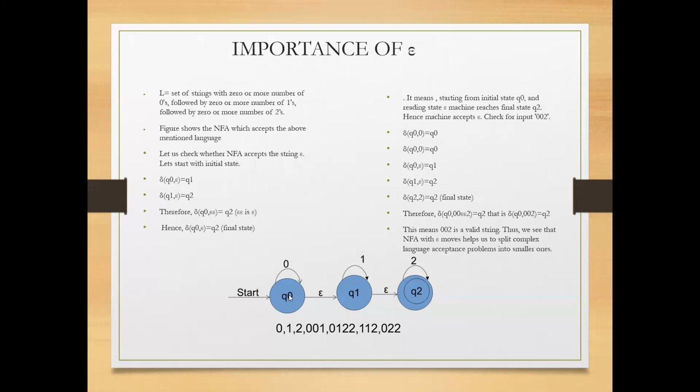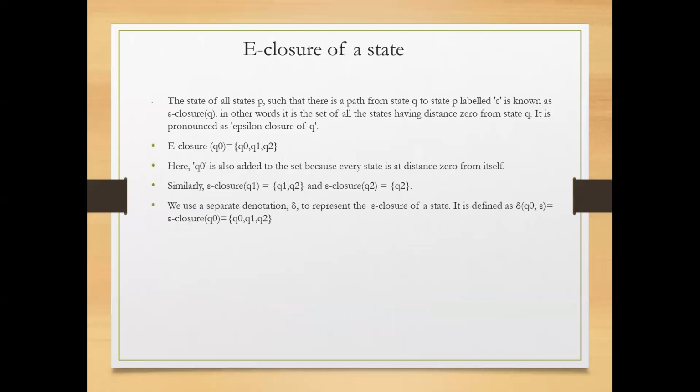So on epsilon input, definitely you can move to Q1. It means all the states which are in this path of epsilon, you should add in the epsilon closure of Q0. This path starts with Q0. When you give epsilon input to Q0, you move to Q1. Then from Q1 again on epsilon, you move to Q2. That is the reason Q1 and Q2 are in the epsilon closure of Q0. Also, Q0 itself is at 0 distance from the state Q0, and that is the reason Q0 is also added in the epsilon closure of Q0. Any state is at 0 distance from itself, and that is the reason you should add that state in its own epsilon closure. So following that rule, the epsilon closure of Q0 is Q0, Q1 and Q2.